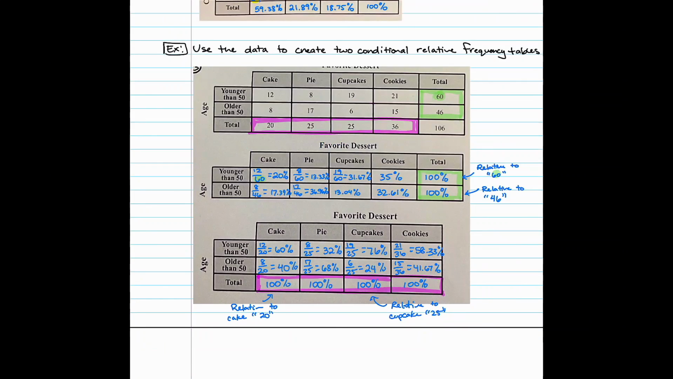So yeah, these can be a little bit confusing, but hopefully now that we've gone over them, you have a better idea of how to calculate these. As always, if you have any questions, please feel free to ask.